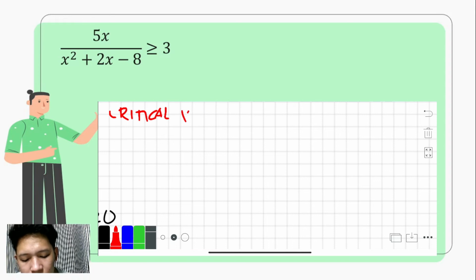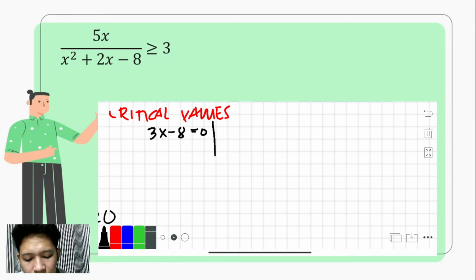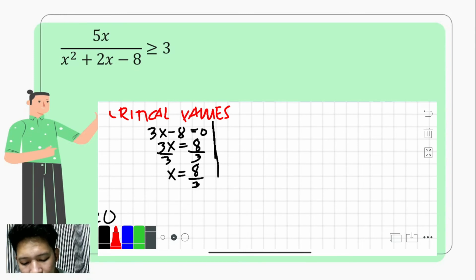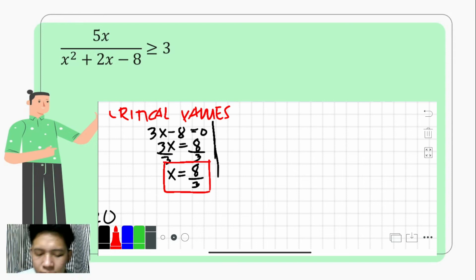Critical values. Okay, so the first one is 3x minus 8. We have to equate it with 0. Hence, we have 3x equals 8. Then divide both sides by 3. Then our first critical value would be 8 over 3. Okay po, 8 over 3 or 2 and 2/3 or 2.67.